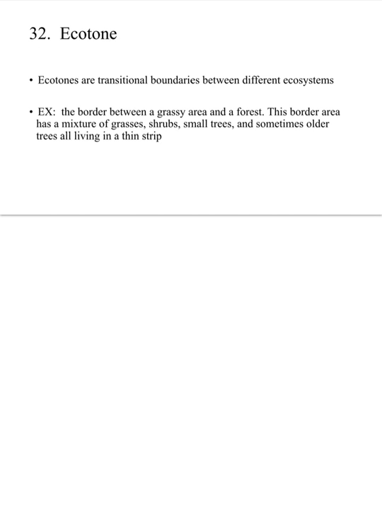Chapter 45 is another important chapter with some important vocabulary and concepts. An ecotone is basically a boundary between two different ecosystems. And there's an example there. Maybe it's the border between a grassy area and the forest. So that area between them is called the ecotone.